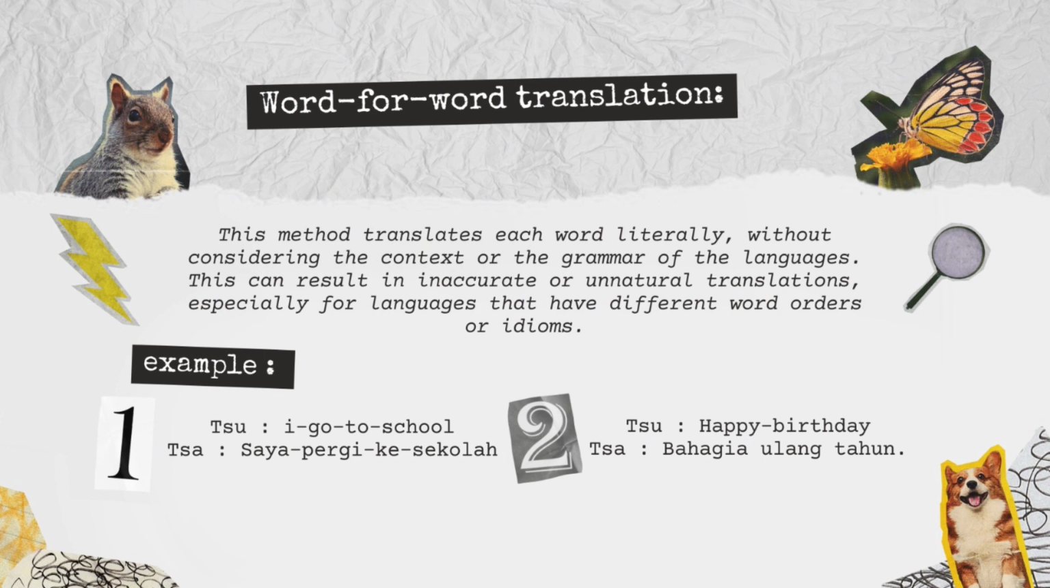Now let's look at the next example, happy birthday. If we use the word for word method, the meaning of happy birthday will become "bahagia ulang tahun". Why is the meaning not "selamat ulang tahun"? Because the word for word method translates the words as their real meaning.